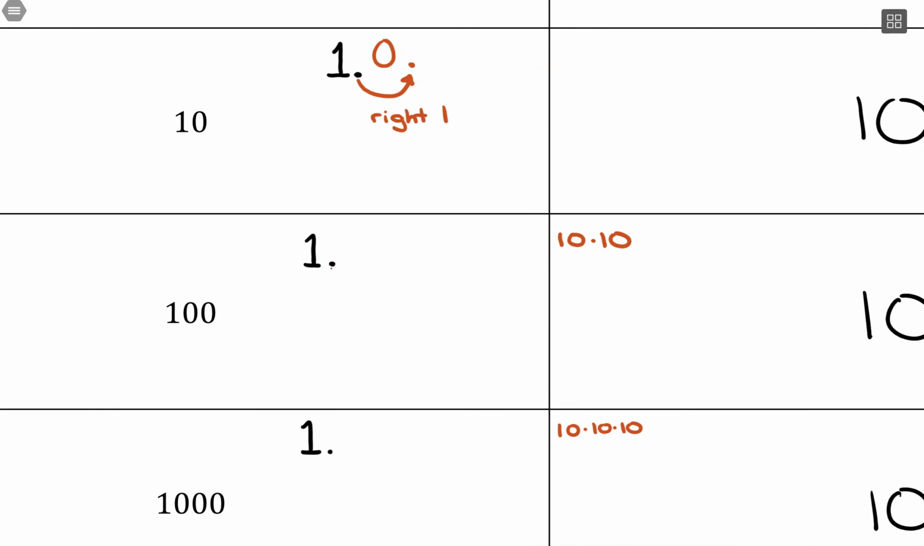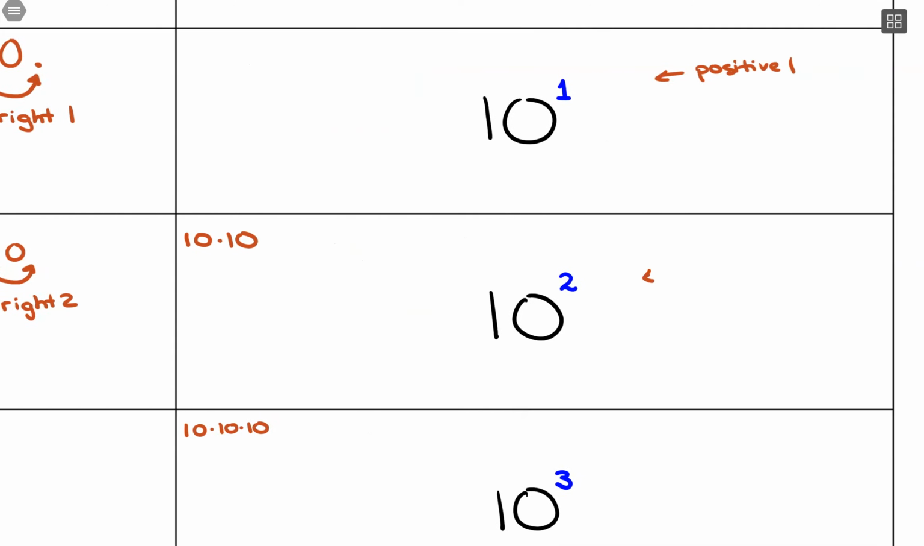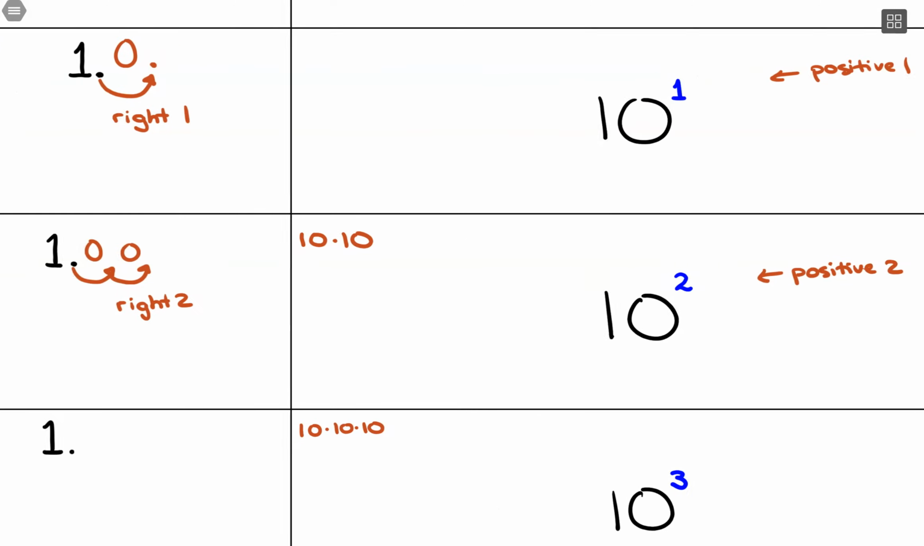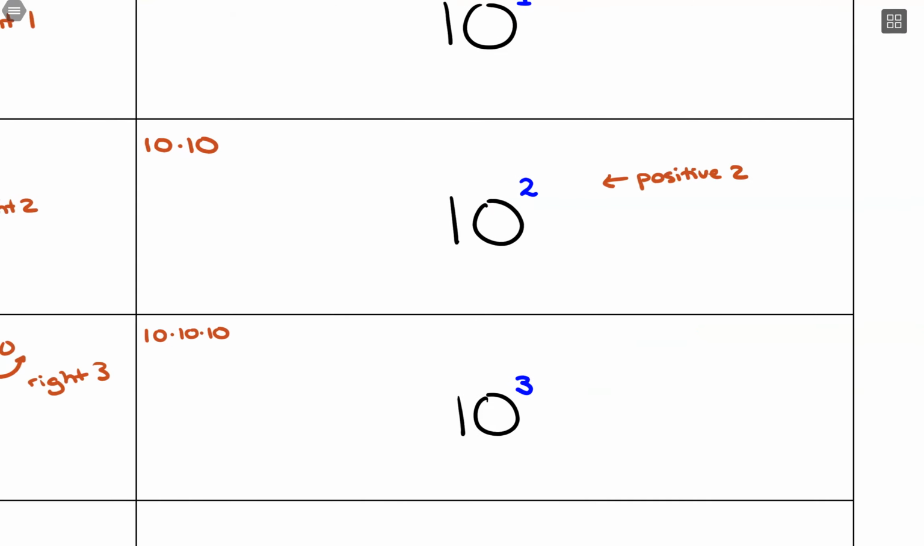So moving to the right 1 leads to positive 1 exponent. With 100, we would need to go 1, 2, and fill in the blank with some zeros there. So that would be moving to the right 2 spots, which links to positive 2 exponent. And for 1,000, we would go 1, 2, 3, 0, 0, 0. So moving to the right 3 links to positive 3.